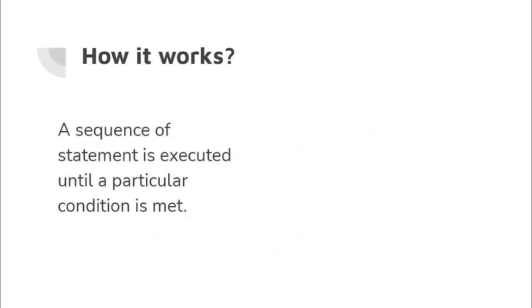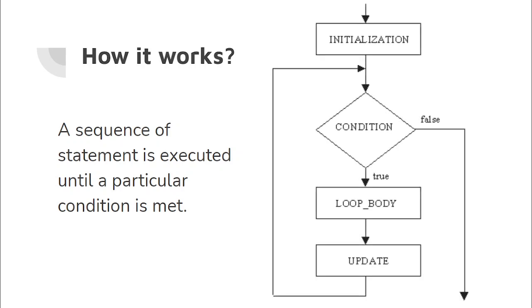Now let us understand how it works. A sequence of statement is executed until a specified condition is true. This sequence of statement to be executed is kept inside curly braces known as the loop body, and the condition is checked, and if it is true the loop body is executed again. When condition check comes out to be false, the loop body will not be executed.